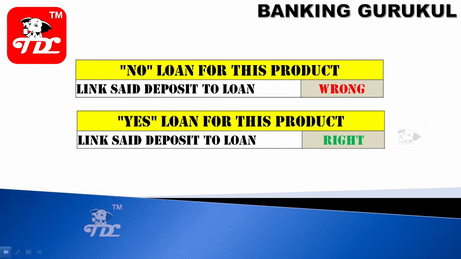For example, I have 1 lakh worth of deposit. I can take 90%, meaning a 90,000 or 85,000 loan. So now I can link my deposit to a loan in my second scenario, if loan is yes. If loan is no, I can't take even 1 rupee of loan from this deposit.